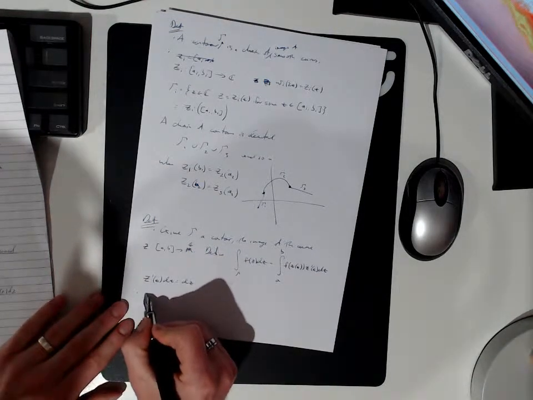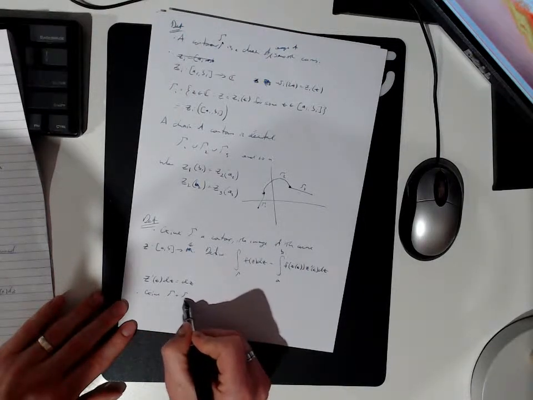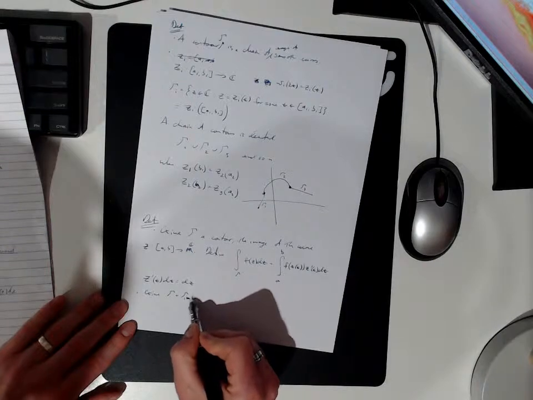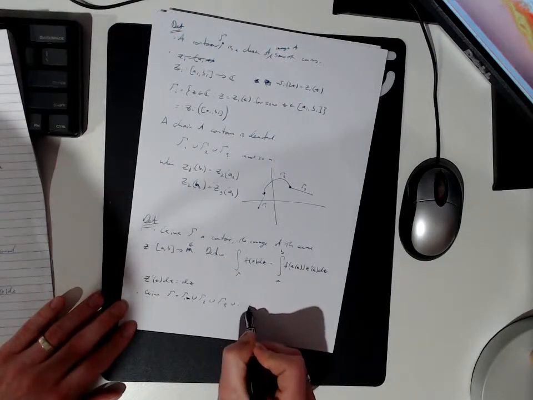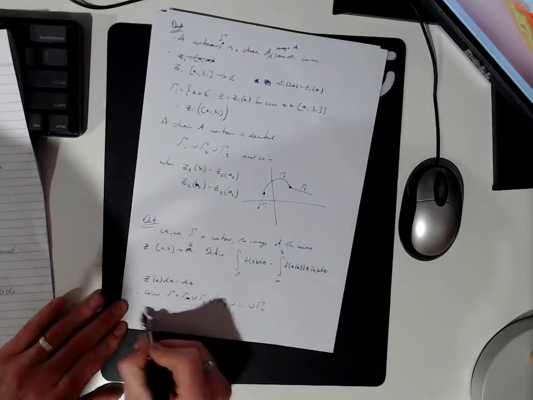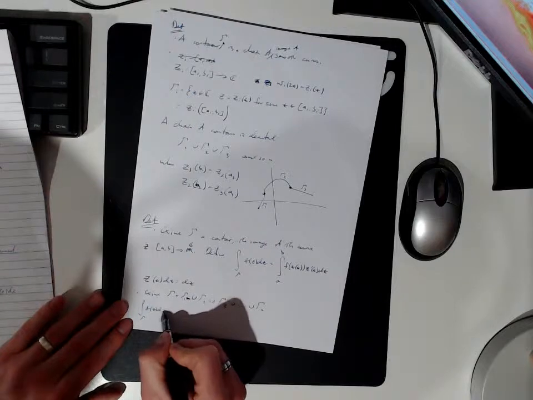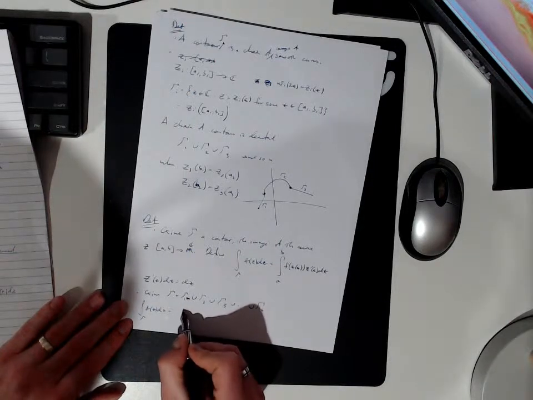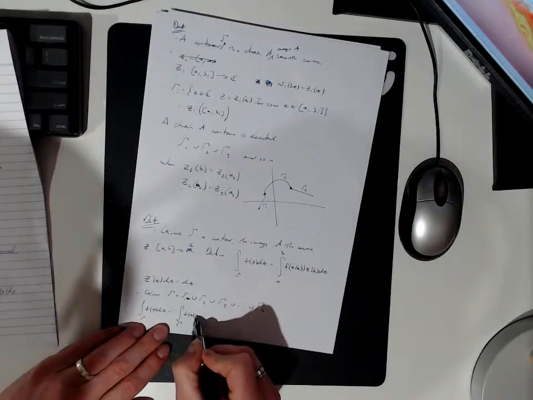And given a contour, gamma equal to gamma_1 union gamma_2 union gamma_3 union all the way up to gamma_n, we can define the integral of the function over gamma as the sum of the integrals over each of the individual bits.